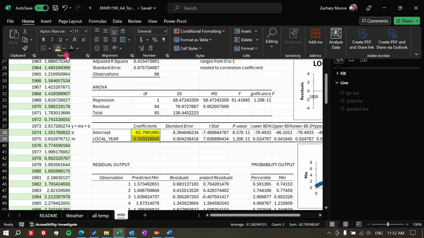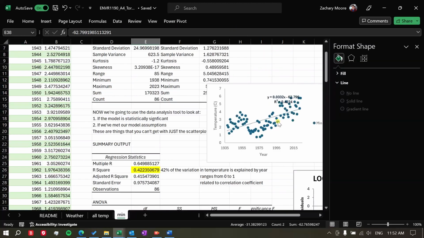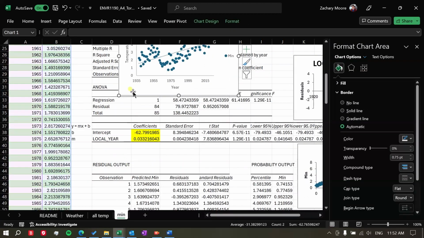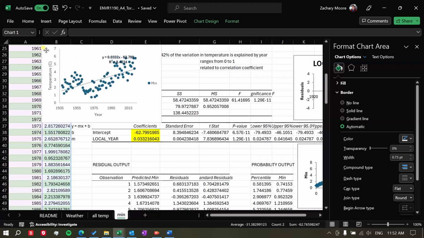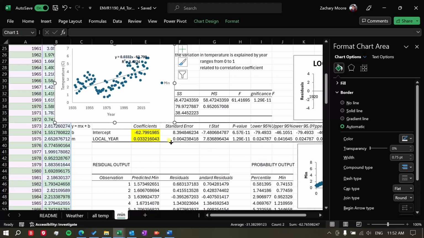And so we have these two values here, which are our coefficients, which are the same as we get when we look at our scatter plot, right? We still have this 0.03 slope, and we have this minus 62.8 y-intercept.